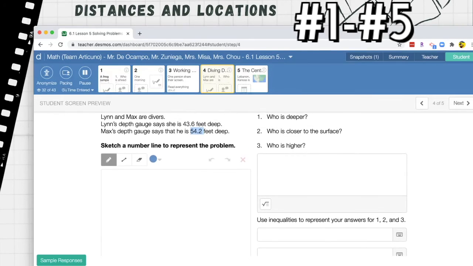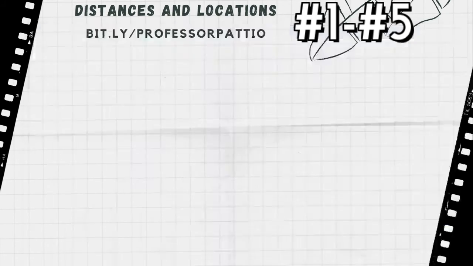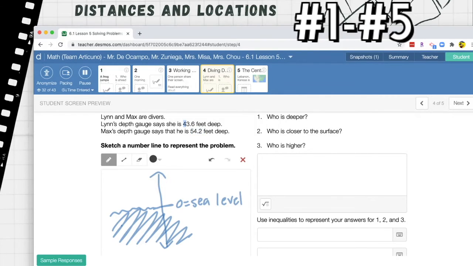Alright, so since we're talking about diving, I'm kind of reminded of water and how 0 is sea level. 0 is the same thing as sea level, and I'm reminded of water right here. So like this, all of this is water. Okay. Now, when someone tells you that Lynn is 43 and 6/10 deep, well, it means this person's in the negative.